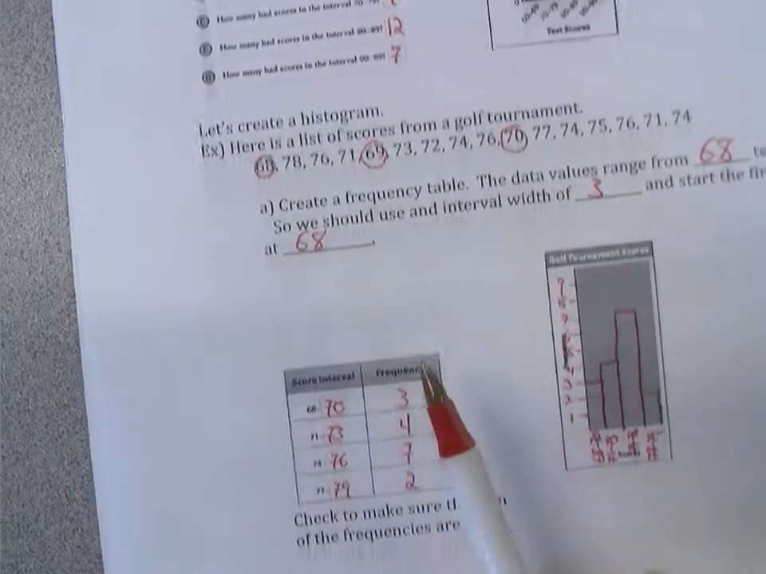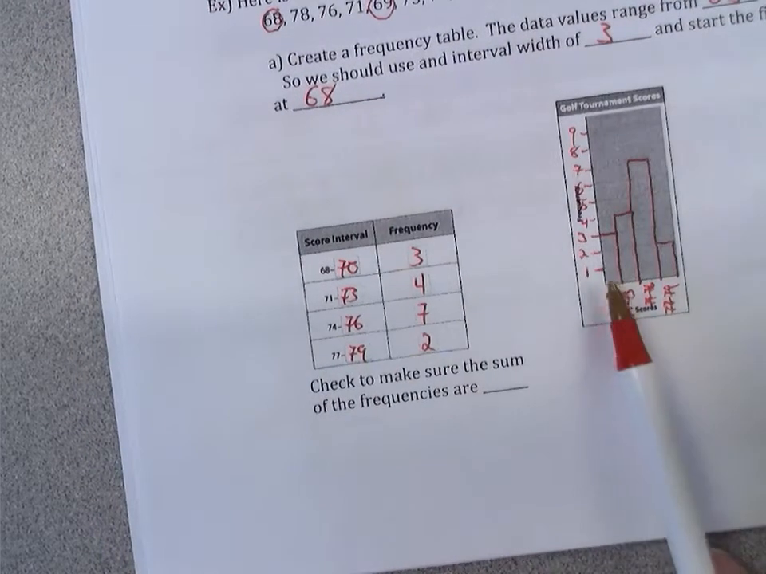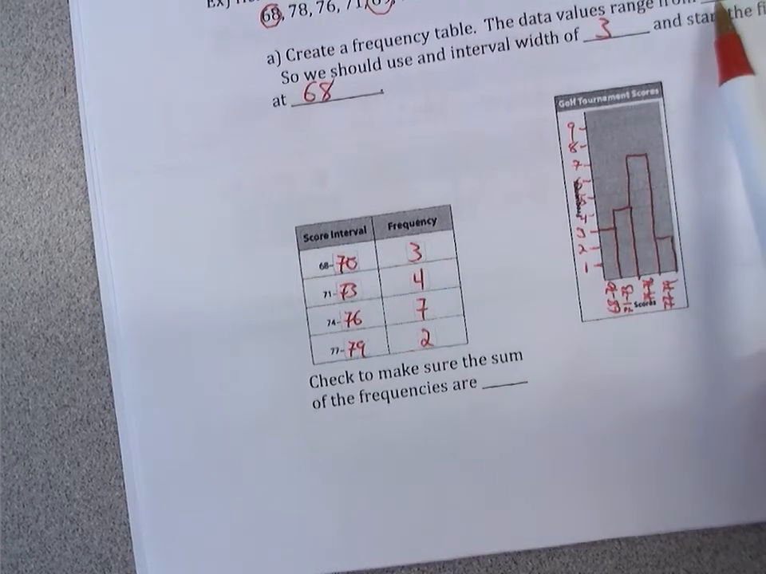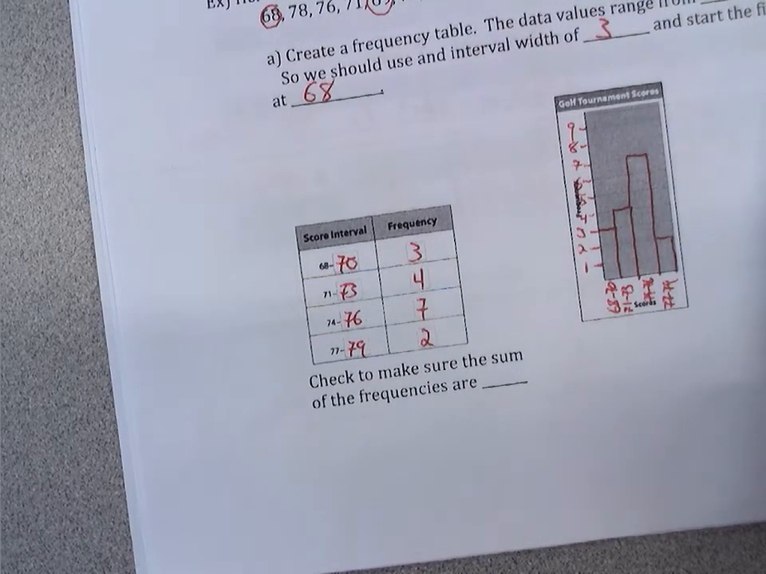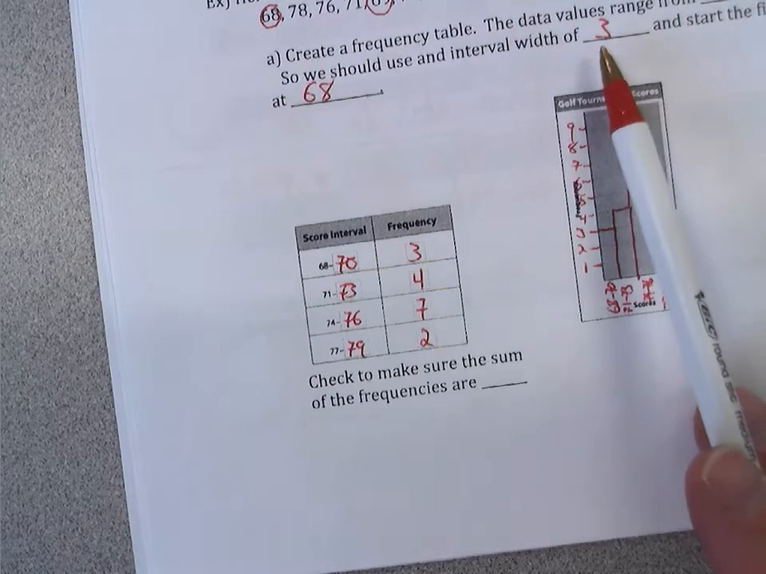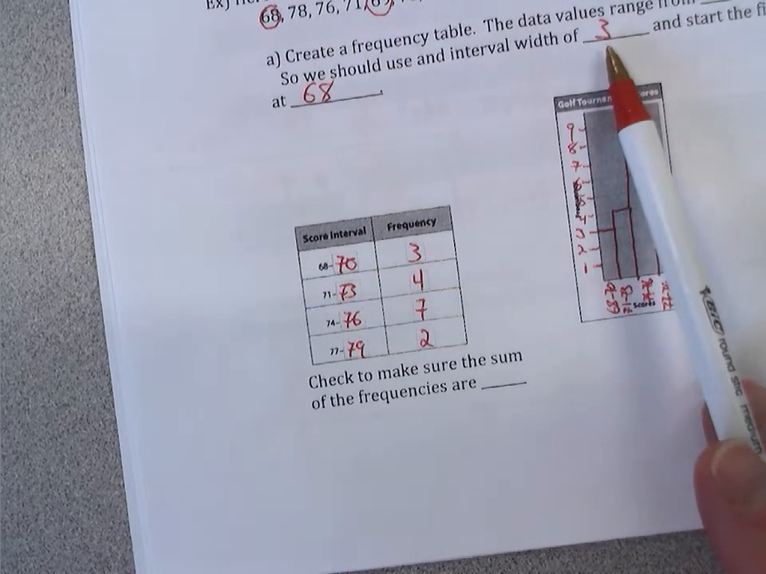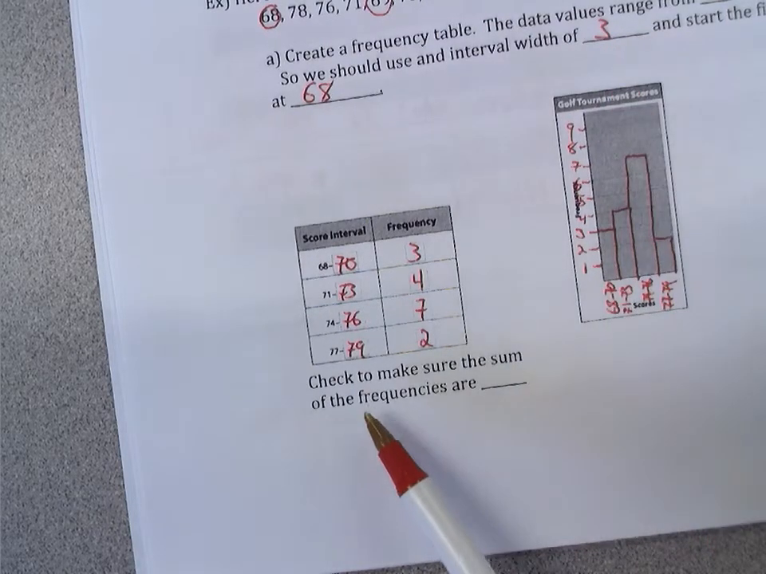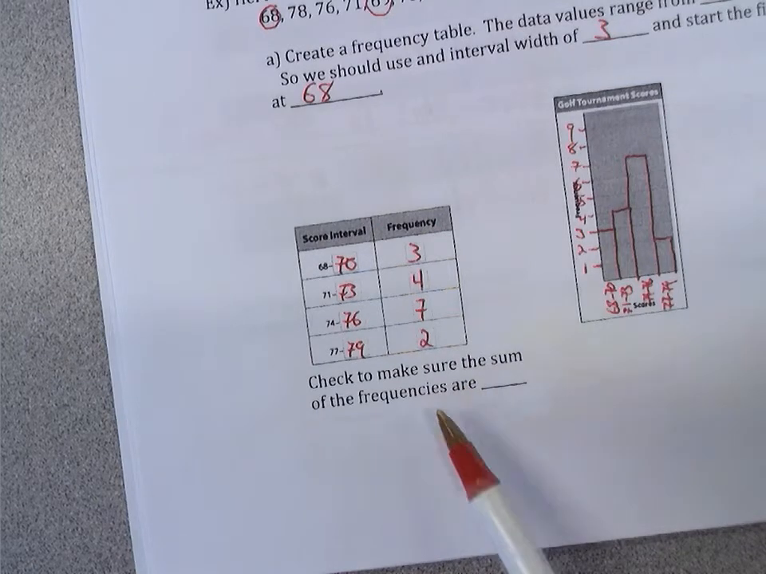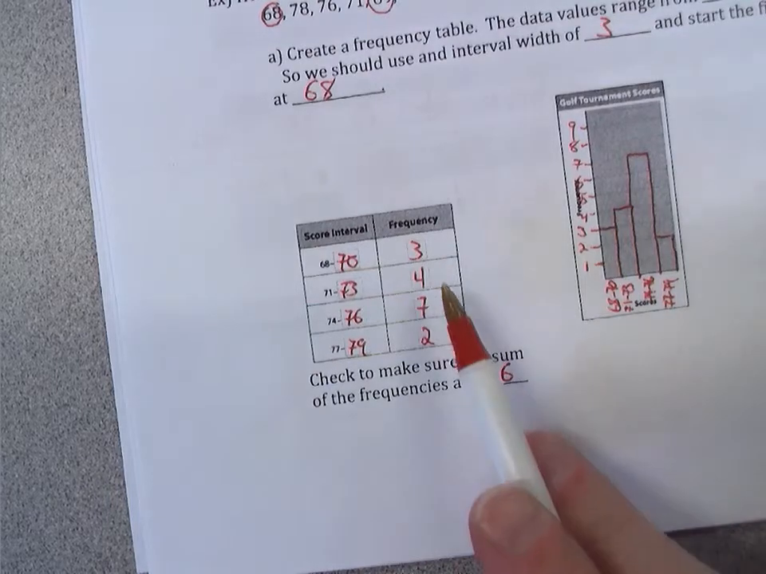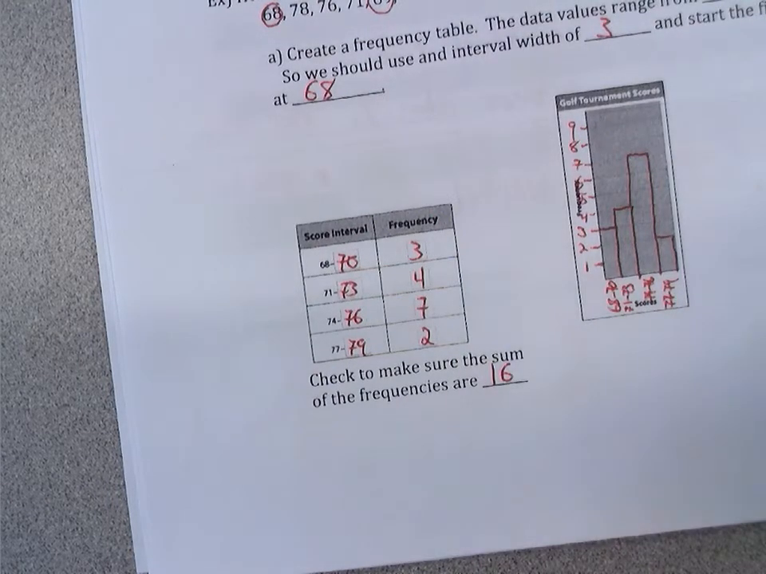It's a bit of an art to get used to figuring out what types of intervals you should use. That's why you really do have to look closely at your data and see the spread and how far it's going. This one had a spread of basically 10 points, so it worked really well to split it up into widths of 3. Check to make sure that the sum of the frequencies is, again, 16. We want to make sure that they all add up, and they did. And so that's the beginning usage of a histogram.